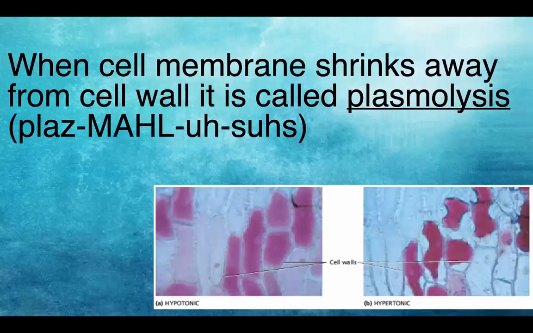Okay, this was plasmolysis, the one that I screwed up before. This is an example of plasmolysis. This is when the cell shrinks. Specifically for plant cells, when the cell membrane shrinks away from the cell wall, that's called plasmolysis. And that's when your plant wilts.